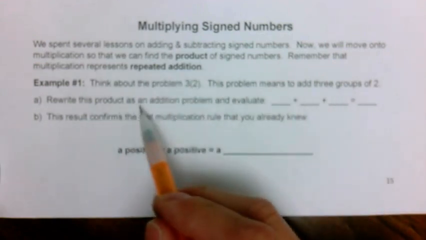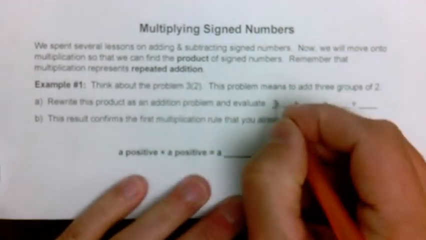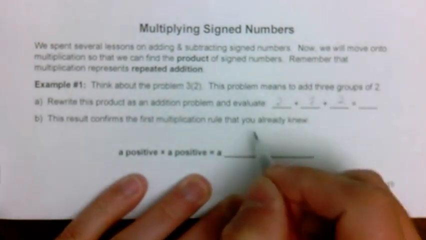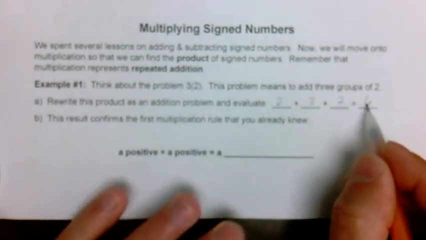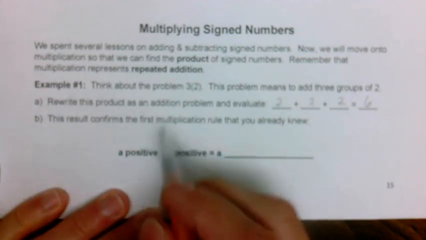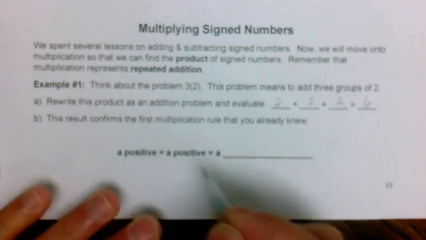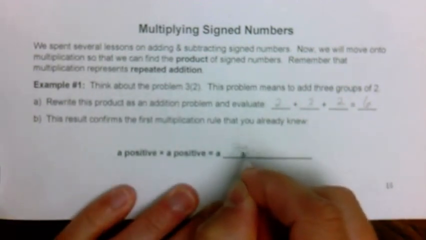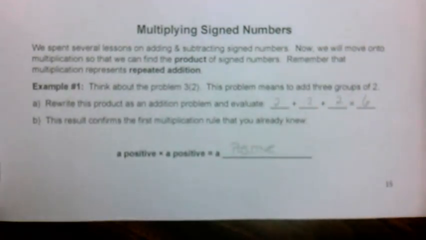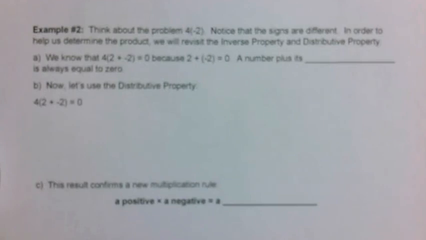So if we take the product and rewrite it as an addition problem, it would be 2 plus 2 plus 2, 3 groups of 2 that I'm adding together, which is equal to 6. So 3 times 2 is 6. And this just confirms the multiplication rule that you've known since elementary school. A positive number times a positive number is a positive number. All right, positive times positive is positive.